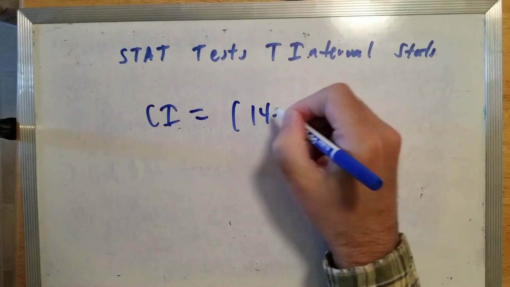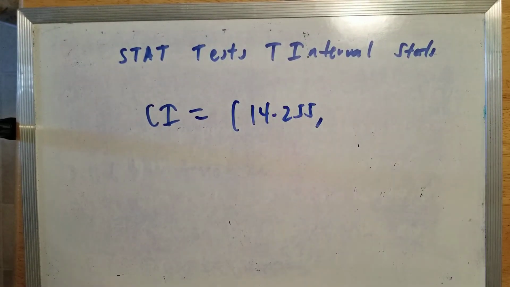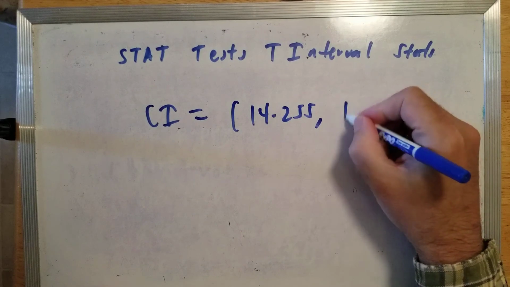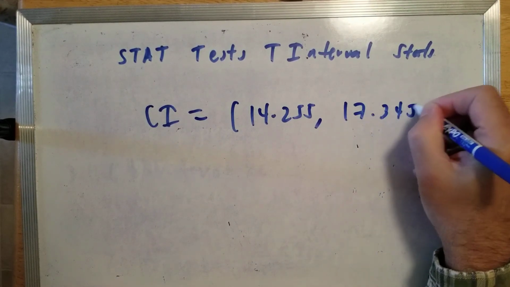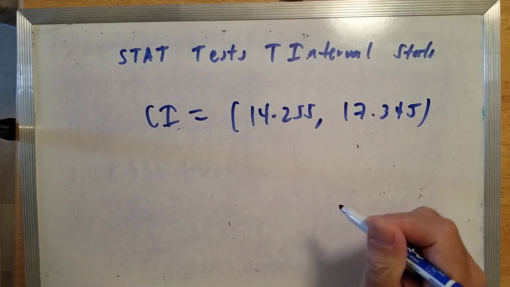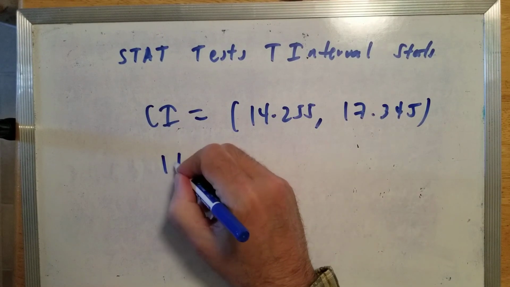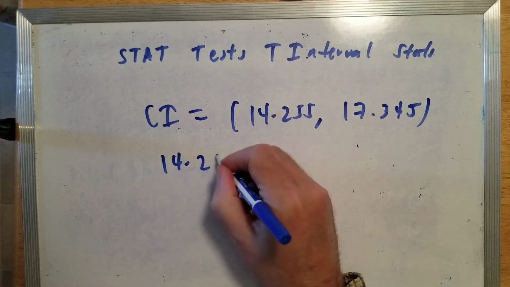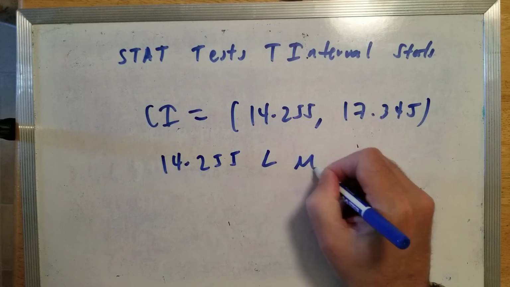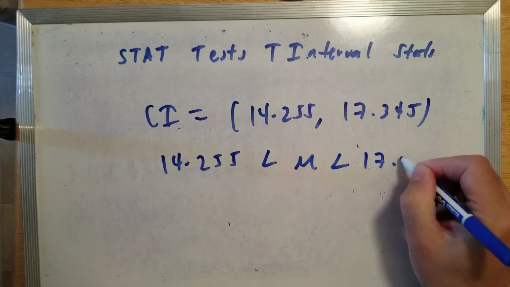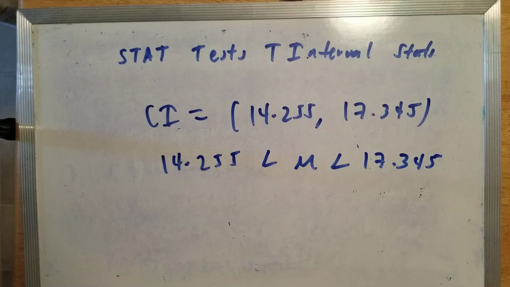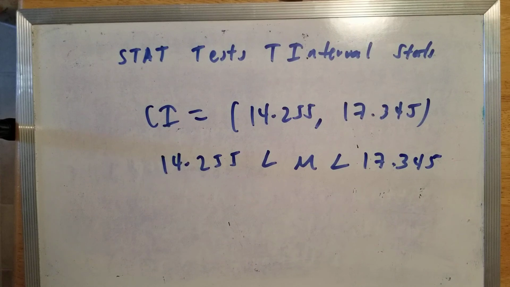14.255 to 17.345. And in the homework, they might want you to write that something like this: 14.255 less than mu less than 17.345. The point is, when they give you the population standard deviation, to use Z interval. When they give you the sample standard deviation, use T interval.